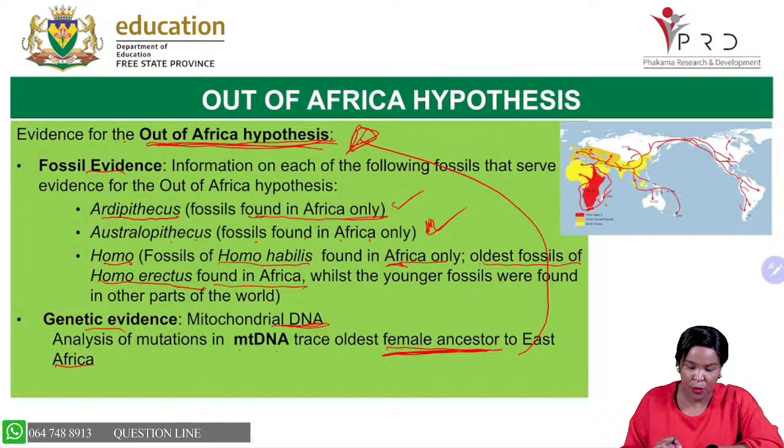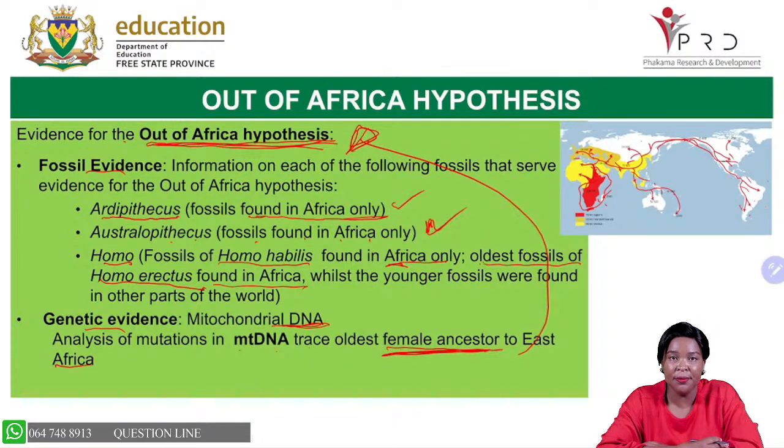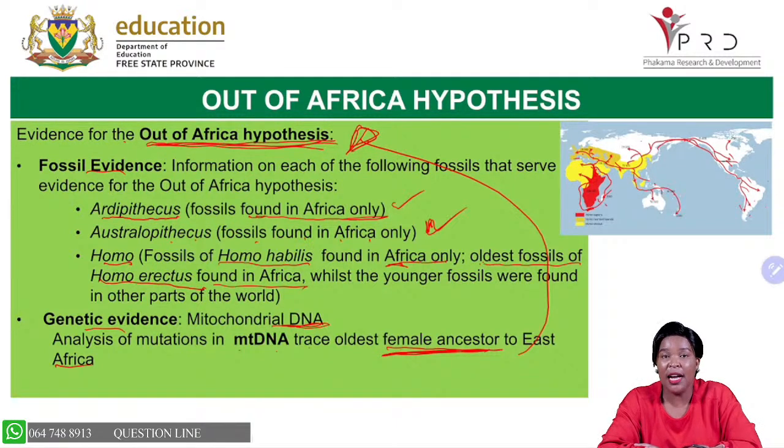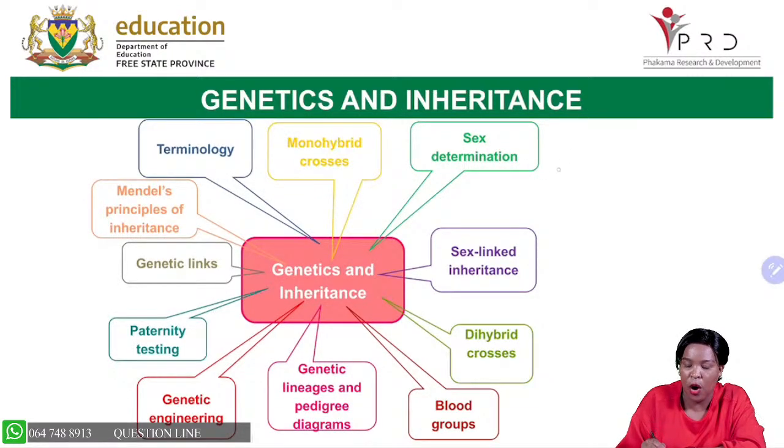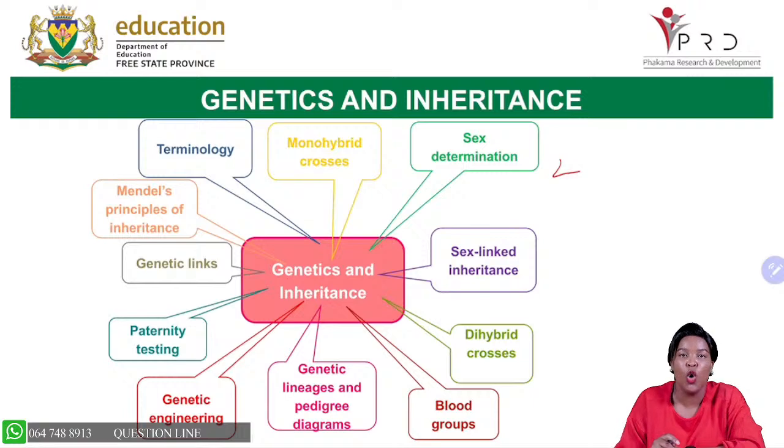Right. Then we are done with evolution. That was quite a big topic. I hope you will be able to collect those 54 marks of your paper 2. Then we come to the second biggest topic of paper 2, which is genetics and inheritance. This topic amounts to 48 marks of your paper 2. 48 marks is still a lot of marks. So I will need you to collect these marks.